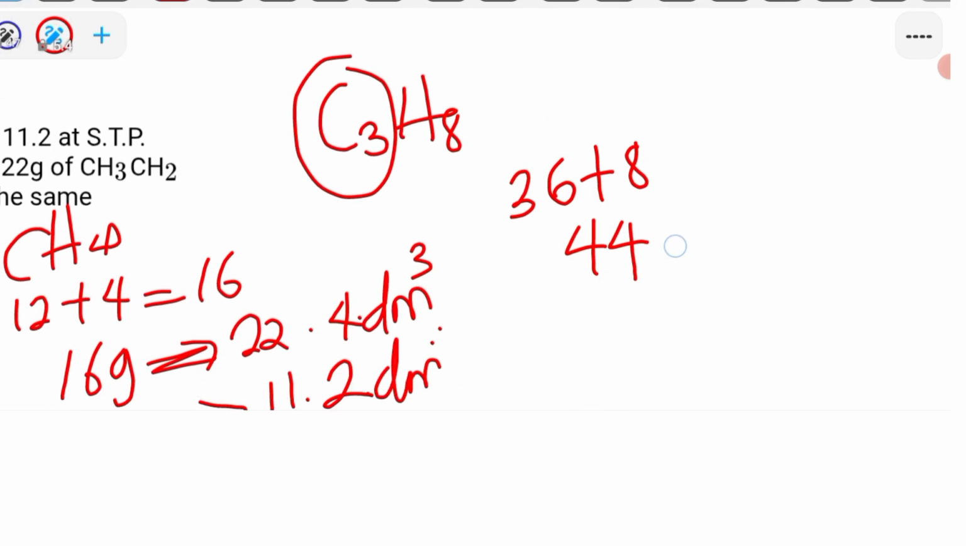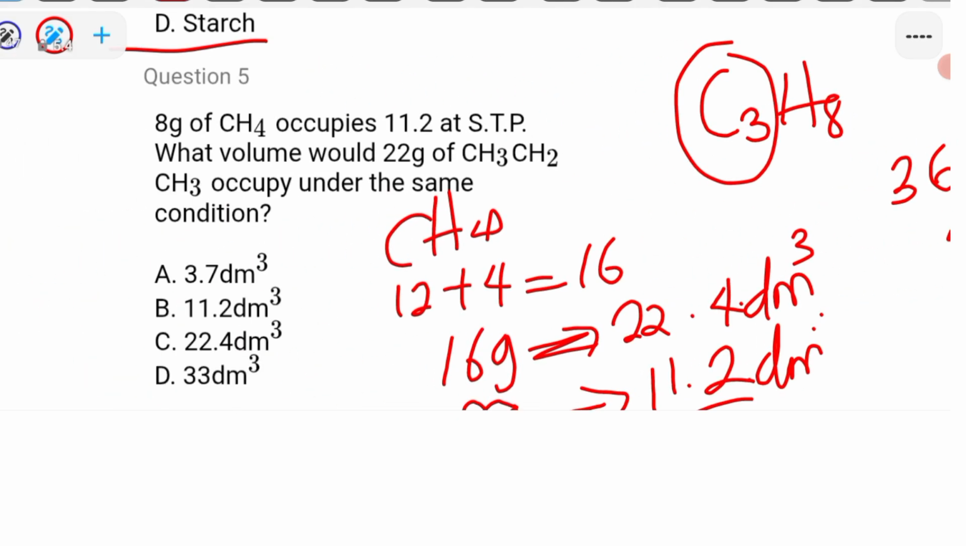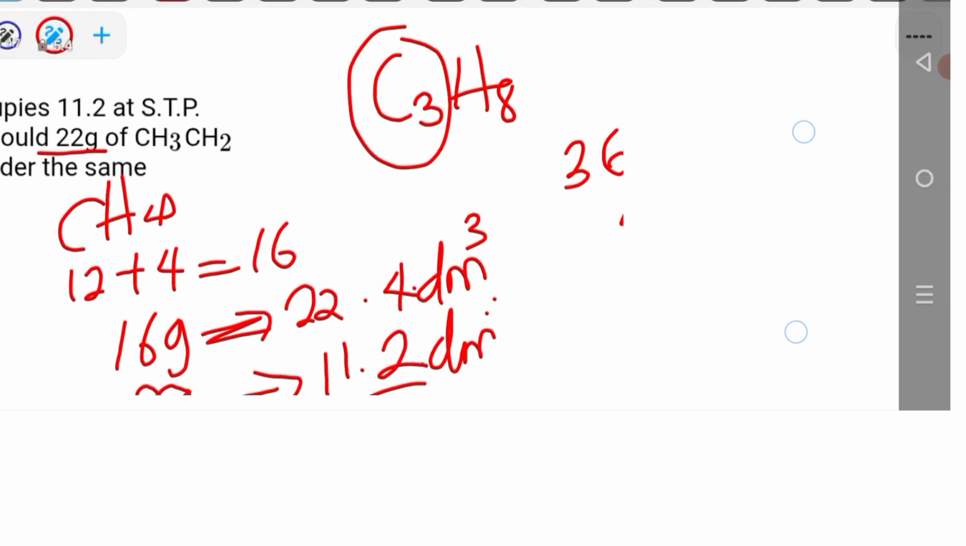So that means 44 gram will occupy 22.4 dm cube. There's not even need too much calculation. Then what would 22 gram occupy? You can see it here. What volume would 22 gram occupy? So you can see that it's only half of it.